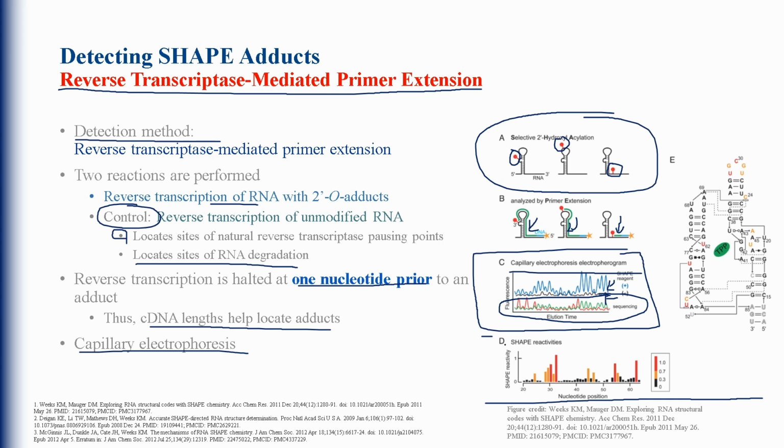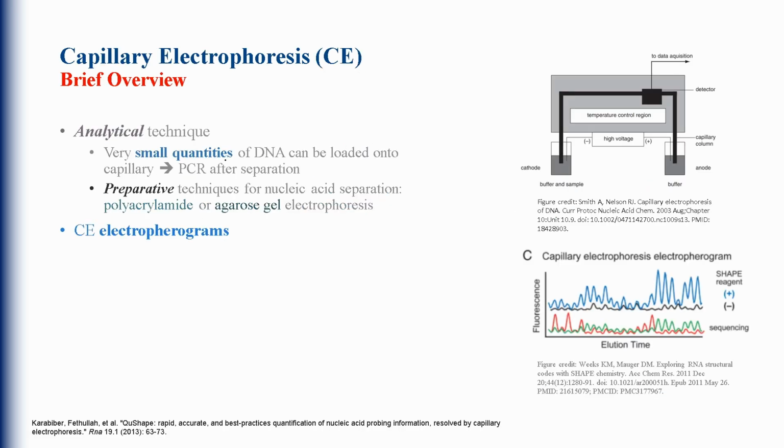Now, capillary electrophoresis is an analytical method. Oftentimes, there are preparative techniques for nucleic acid separation that we're familiar with, like polyacrylamide and agarose gel electrophoresis. And capillary electrophoresis is very similar in concept, except you're utilizing very small quantities of DNA that can be loaded onto a capillary, and then you're performing PCR after separation. And so what you get is a CE electropherogram, as you can see in the figure at the bottom right. And that CE electropherogram is what's going to be used, generally via software, to deduce the reactivity profiles of SHAPE.